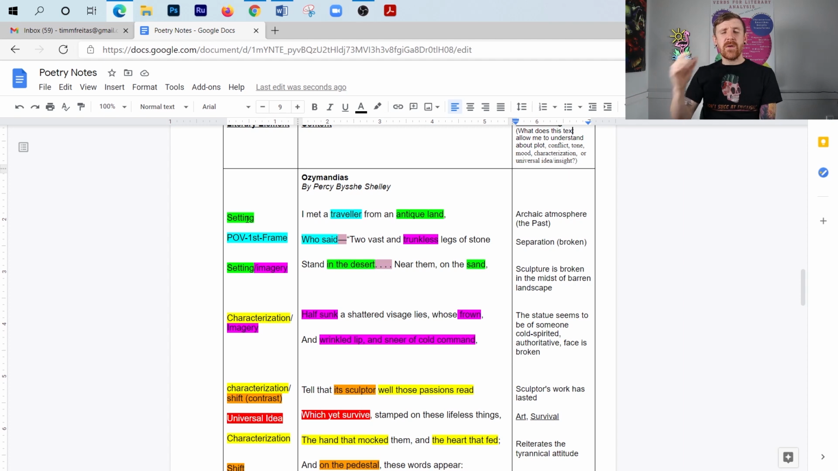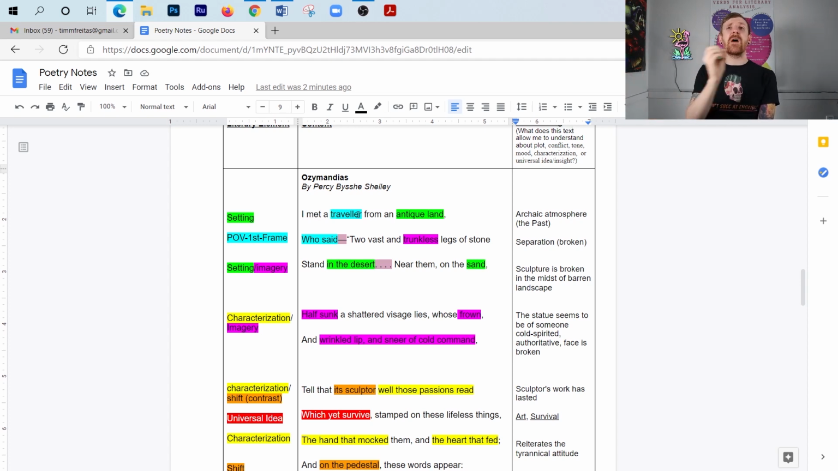And then I said to myself, okay, with that setting of the antique land and the desert and the sand and whatnot, what are my understandings about mood or about anything? And I asked that question, and I was like, okay, the fact that it says antique land as the setting here brings up this kind of archaic push to the past. And sure enough, you'll notice that the speaker actually says, I met. And that brings us to the past as well.